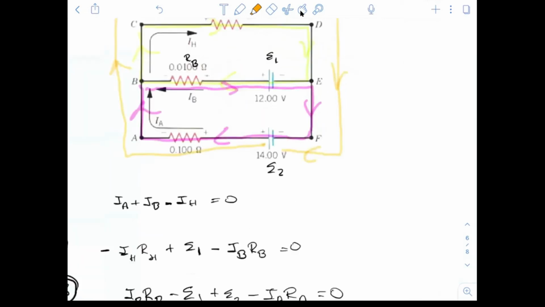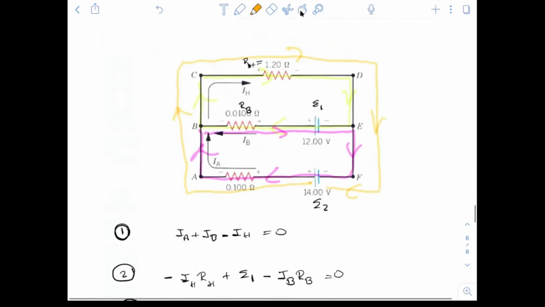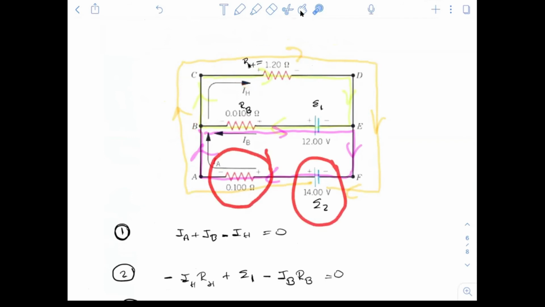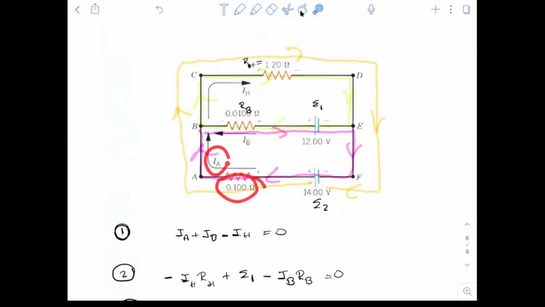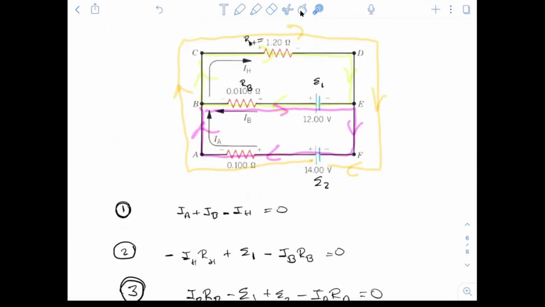If that's the case, this is actually not bad. If you want to start from here, that's fine. There's going to be a voltage drop here, a voltage gain here, and a voltage drop here, and that's it. So this times that gives you a voltage drop. You get your voltage gain because you're going from negative to positive, and this times that is a voltage drop.